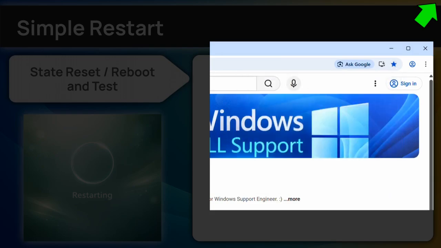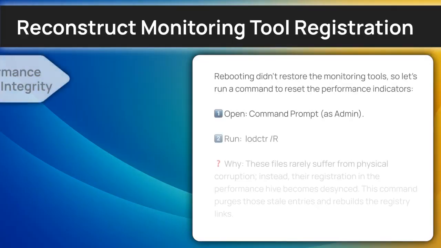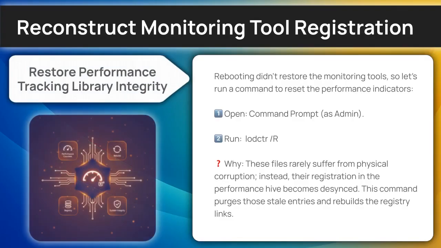If that didn't clear the error, follow these instructions to modify your system paths. If you need to pause the video to type these out, please do so. Rebooting didn't restore the monitoring tools, so let's run a command to reset the performance indicators. First, open command prompt as admin.